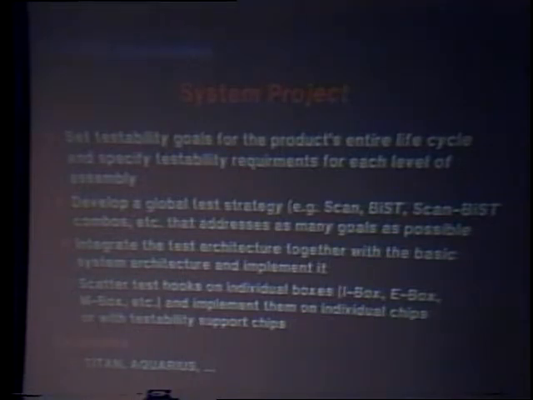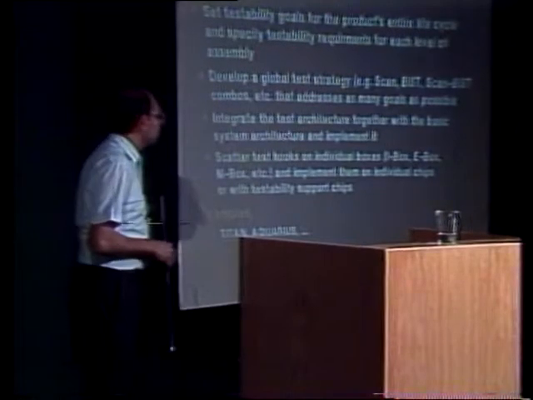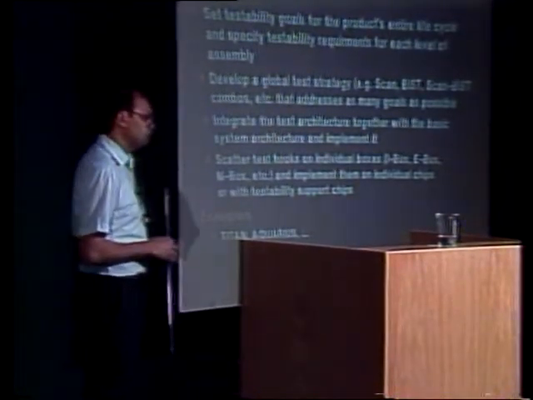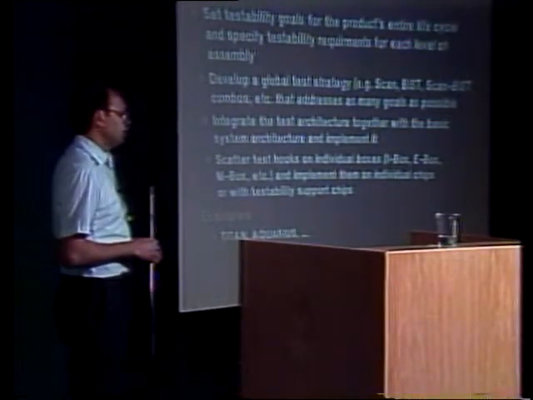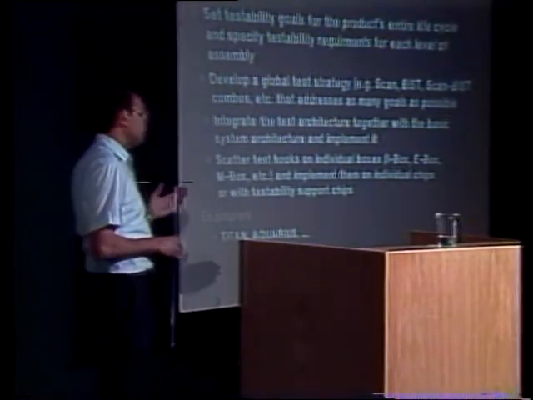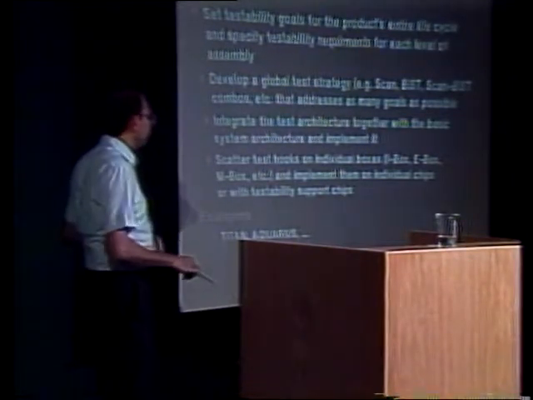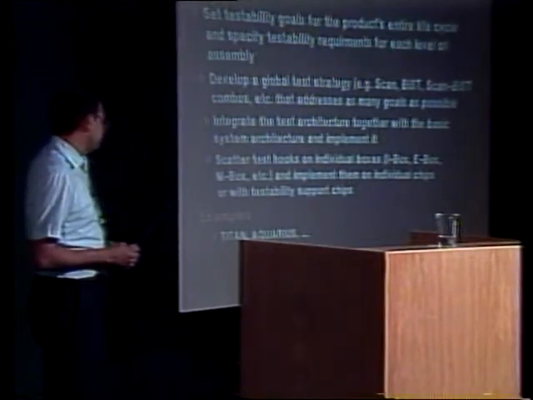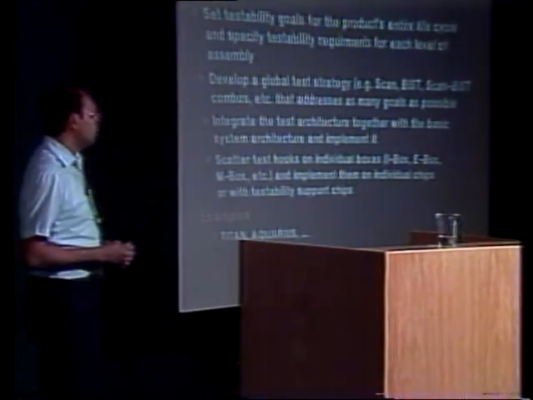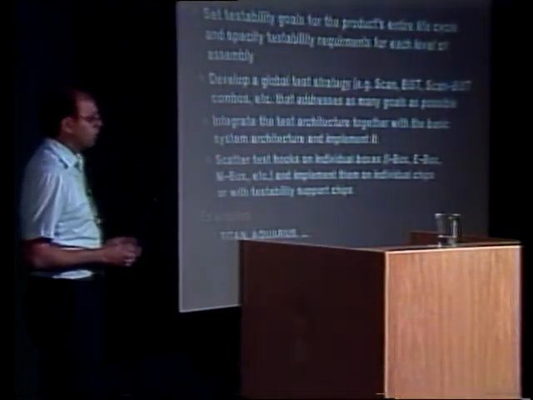Sometimes you'll find that a particular box is so crowded that it cannot take any additional test hardware, and test hardware must be implemented outside that box. In that case, the test hooks may live as testability support chips. Now, there are two examples in DEC which have taken this kind of system approach. Titan is one, and Aquarius is going in the same way.